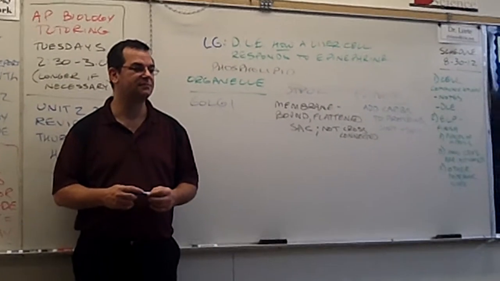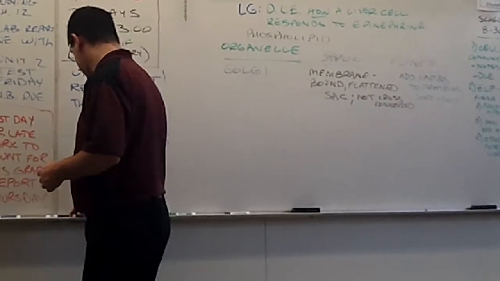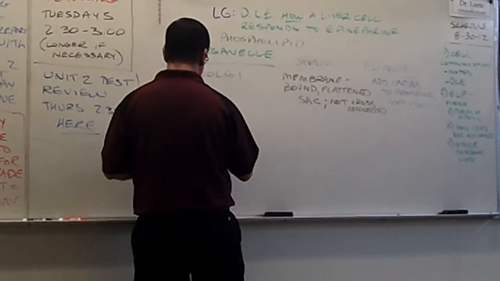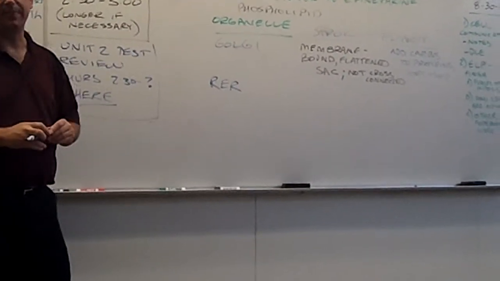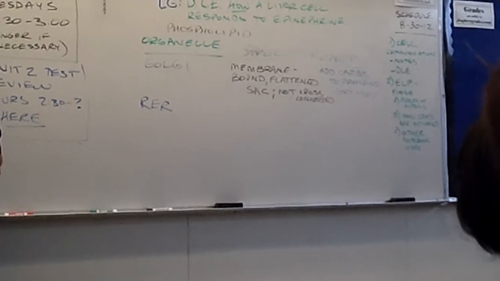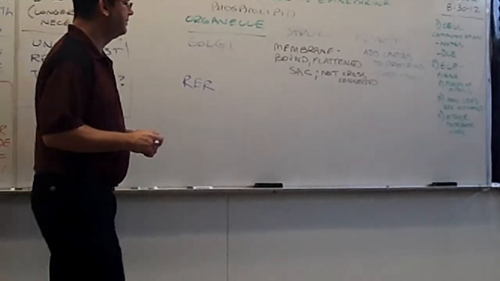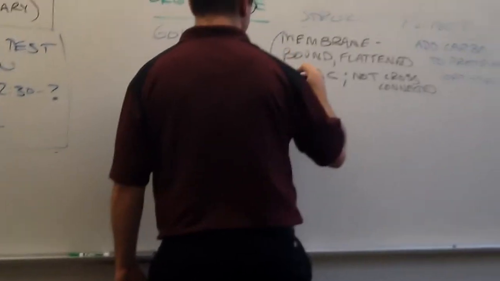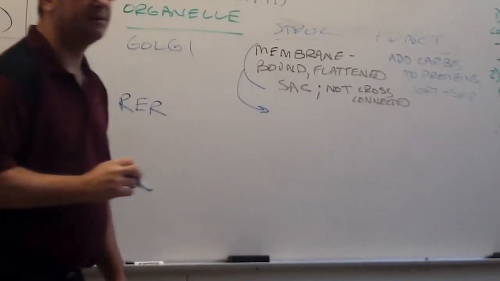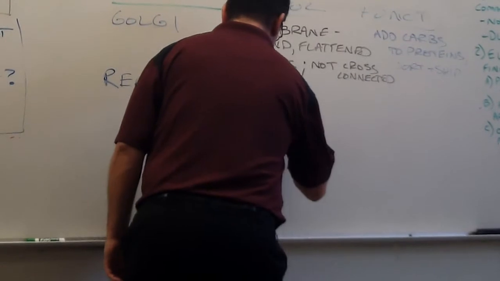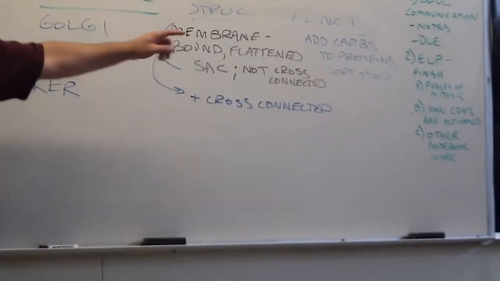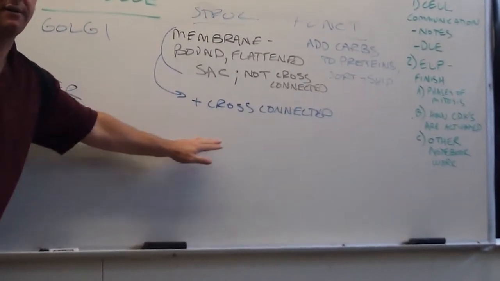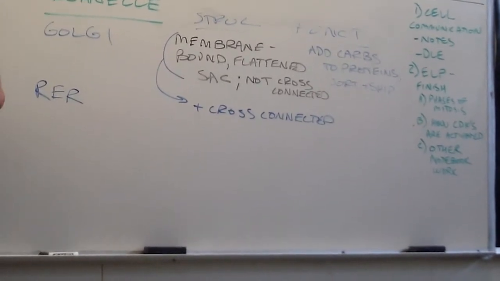Okay, another organelle. ER, we got 2 kinds, right? We got rough and smooth. Okay, we'll go rough. Tell me something structural about rough ER. Cisternae. Take that exact same explanation, membrane-bound, flattened sacs that are cross-connected. And there you got ER.